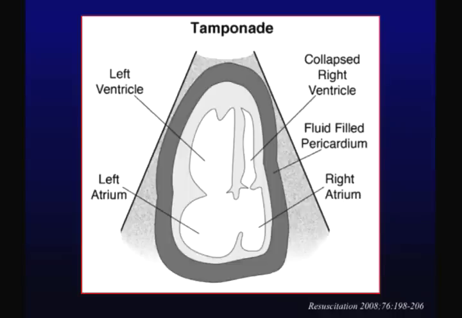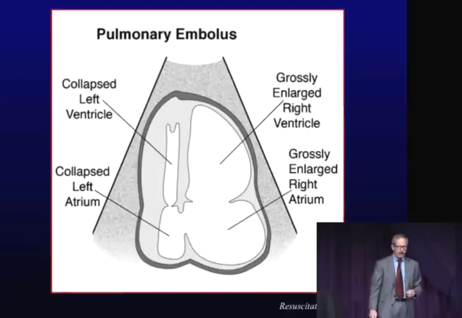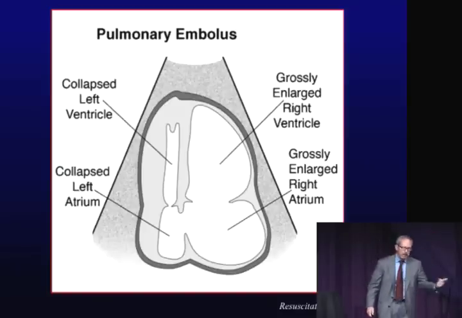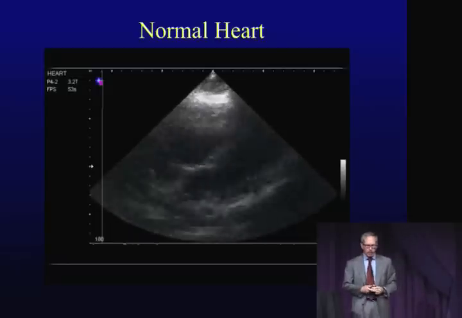Now, we're going to talk about LV and RV collapse. In tamponade, the RV is collapsed. Remember, it is the less musculature. In tamponade, the LV is still there, but the RV is now collapsed. In contradistinction, in a pulmonary embolus, the right ventricle is having trouble pumping blood into that occluded lung. Now we have a big RV and we have LV collapse. And then here we have a normal heart, nice view.